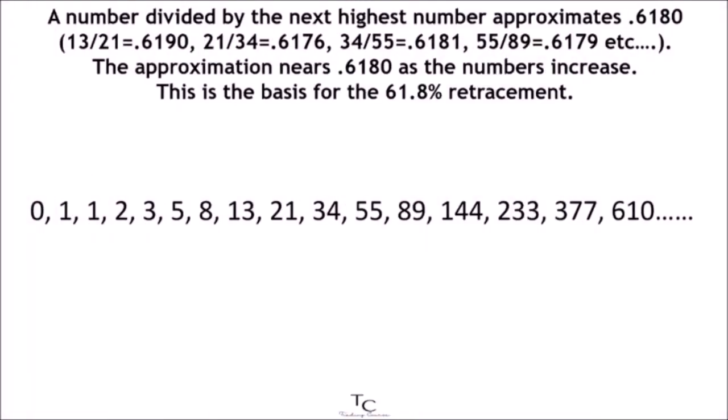A number divided by the next highest number approximates 0.6180. 13/21 equals 0.6190, 21/34 equals 0.6176, 34/55 equals 0.6181, 55/89 equals 0.6179, etc. The approximation nears 0.6180 as the numbers increase. This is the basis for the 61.8% retracement.